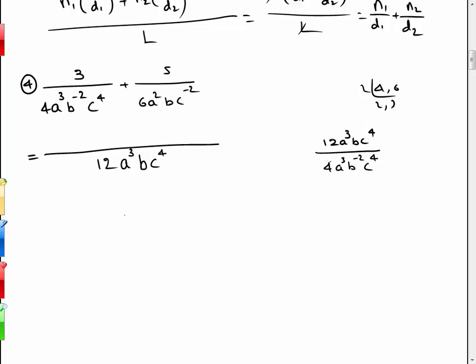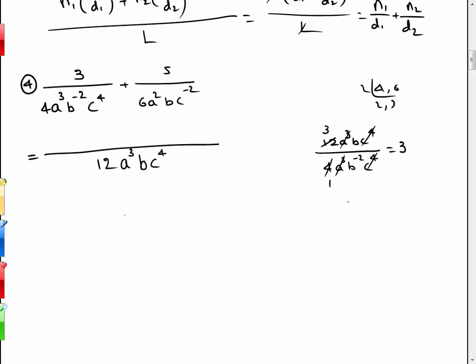Okay, and here 4 goes 1 times, 4 goes 3 times. We have a cube and a cube that cancel each other or divide each other into 1, and c to the 4s cancel each other like that, and this is going to be 3. What's up with the b over b to the negative 2?